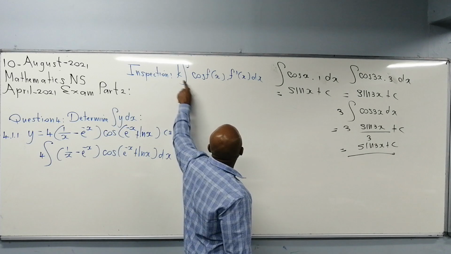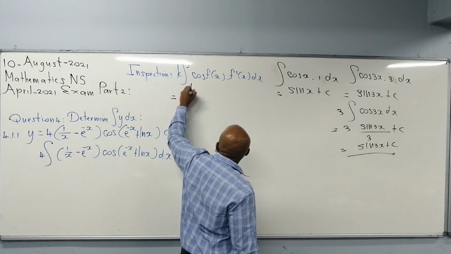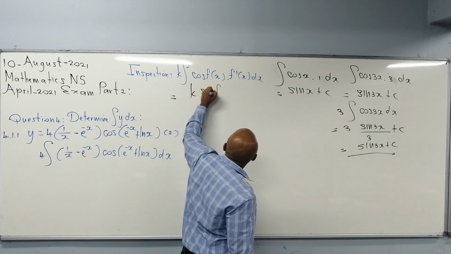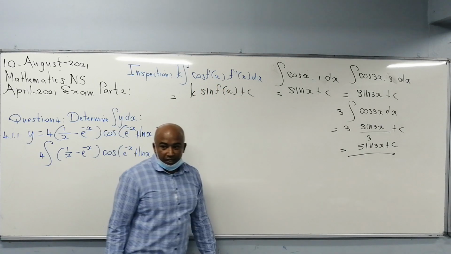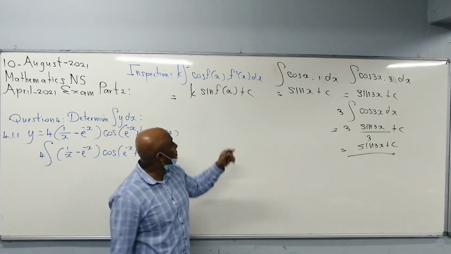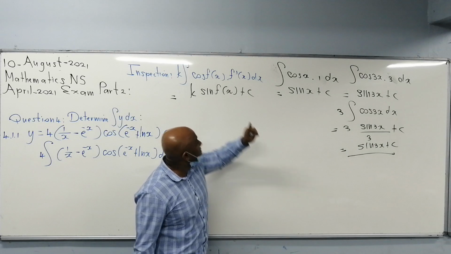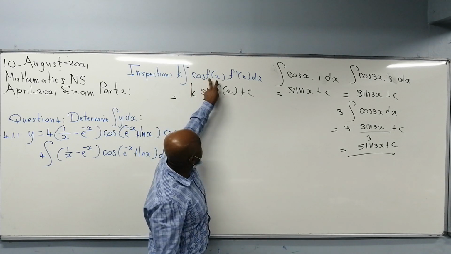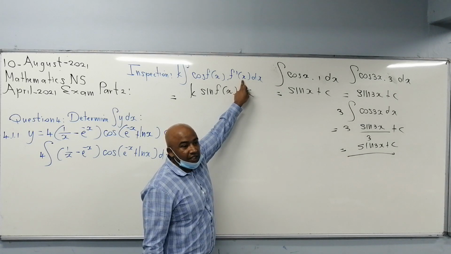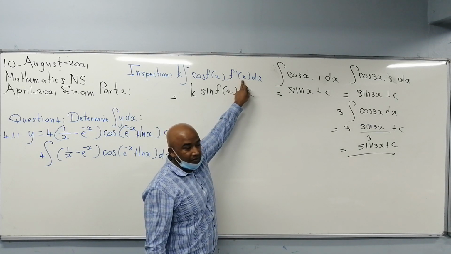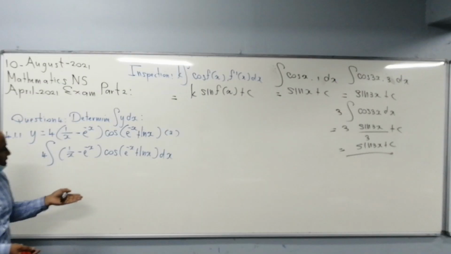So if you have a situation k cos f of x times f prime x, we know that the answer is going to be sine f of x plus c. Because remember your differentiation. When you differentiate sine f of x, the derivative of sine f of x is cos f of x times the derivative of f of x, which is f prime x. Okay. So if we have a perfect situation like this, this is a perfect situation.